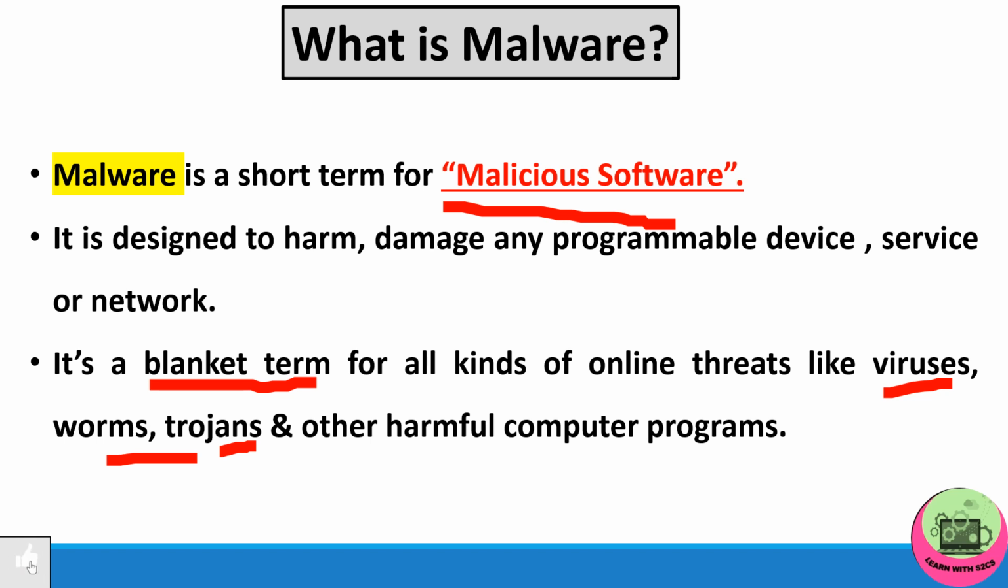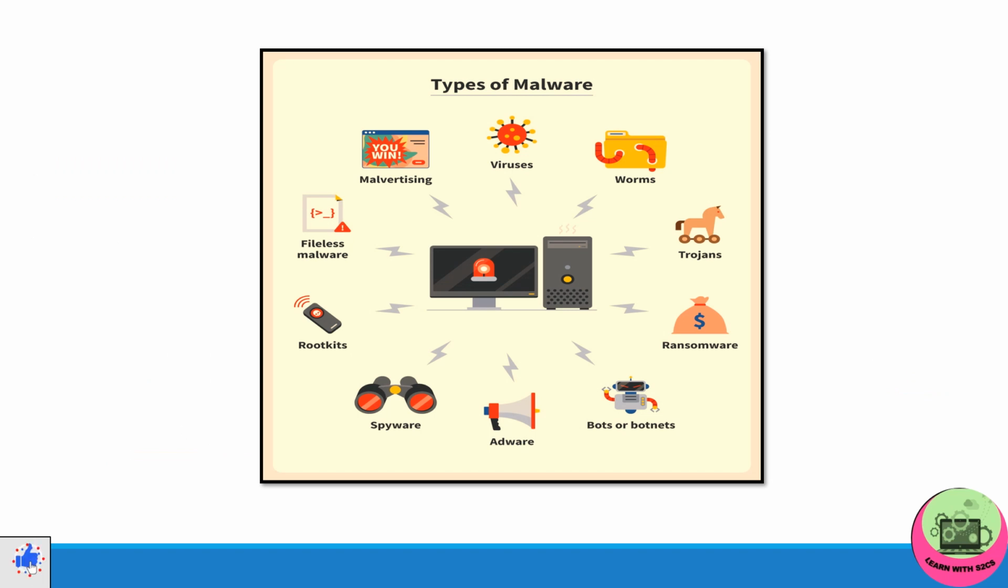Okay. So what are the types of malware? You can see in this figure viruses, worms, Trojans, ransomware. So today I will be covering only these four of them. If you want the others' explanation also, you can comment down in my comment box. I will be covering it in my next video.